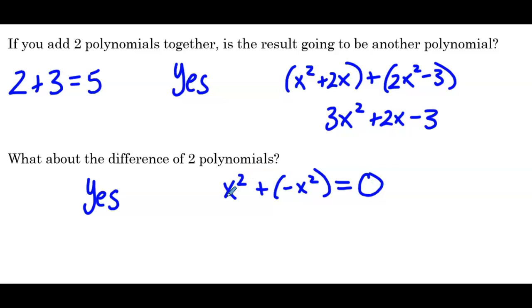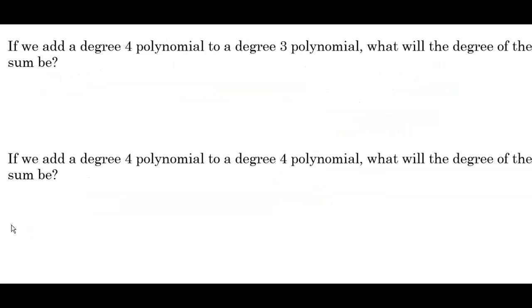So we had a degree 2 polynomial added to a degree 2 polynomial, and we got a constant, which is a degree 0, right? No variable. But what we have to understand is that 0 is a number and a polynomial, so we're still good. Now let's take this a step further.